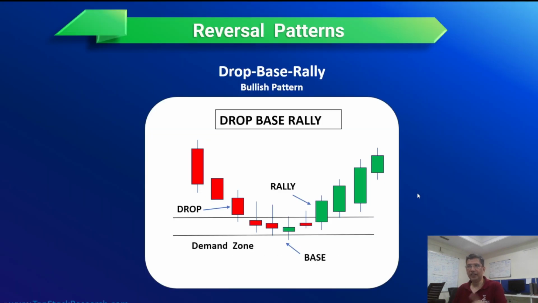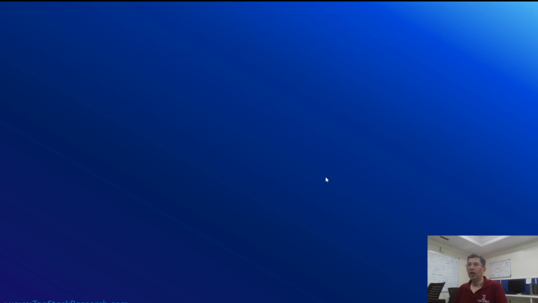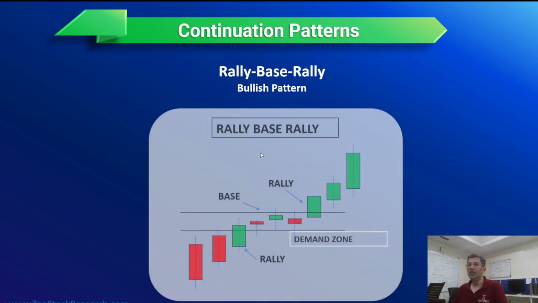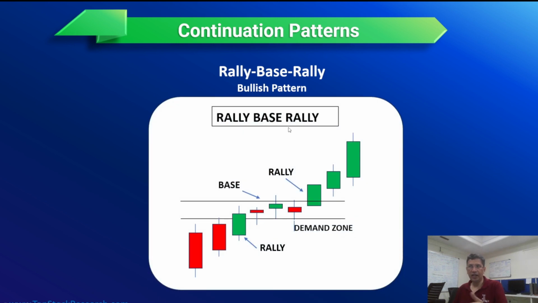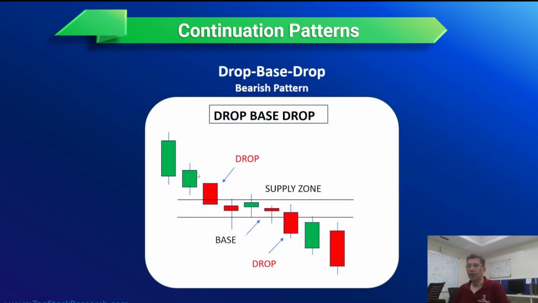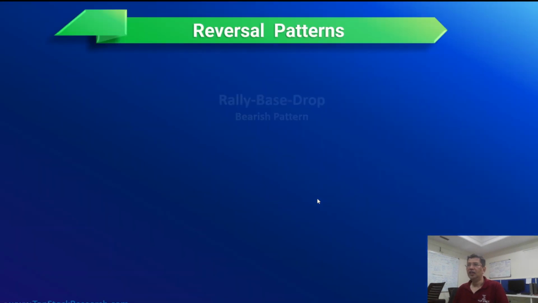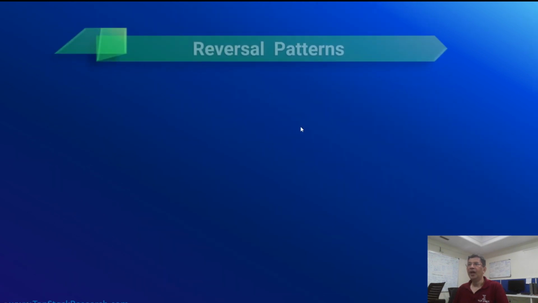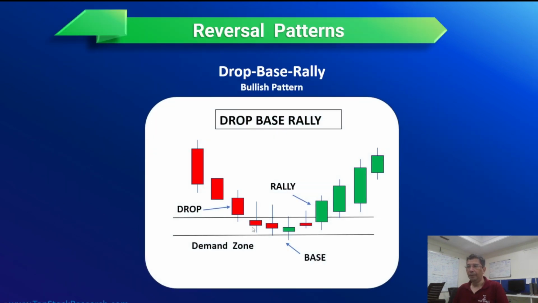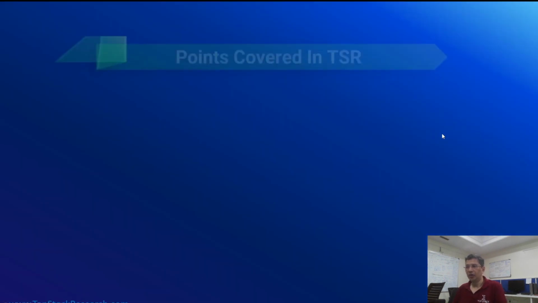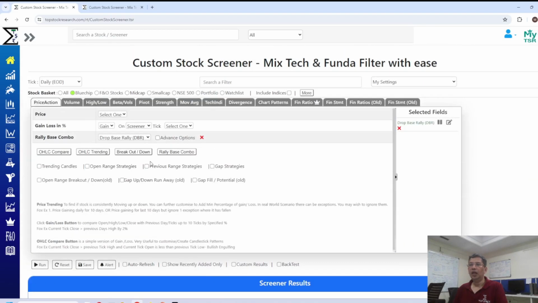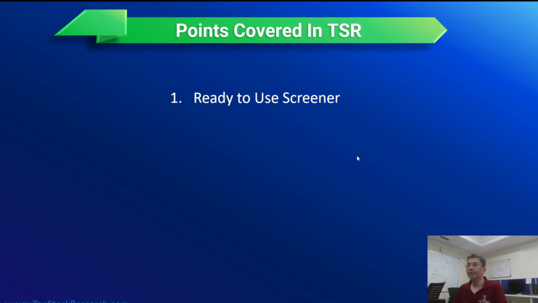So what we have seen so far is basically we have understood the key terms: rally, base, drop. We have seen rally base rally, continuation and bullish, then drop base drop, continuation and bearish, then reversal patterns, rally base drop, bearish pattern, and then drop base rally, again a reversal, but in this case it's a bullish pattern. Okay, points covered in TSR, ready to use screener. We have clearly seen how to use it in the simplest possible way.